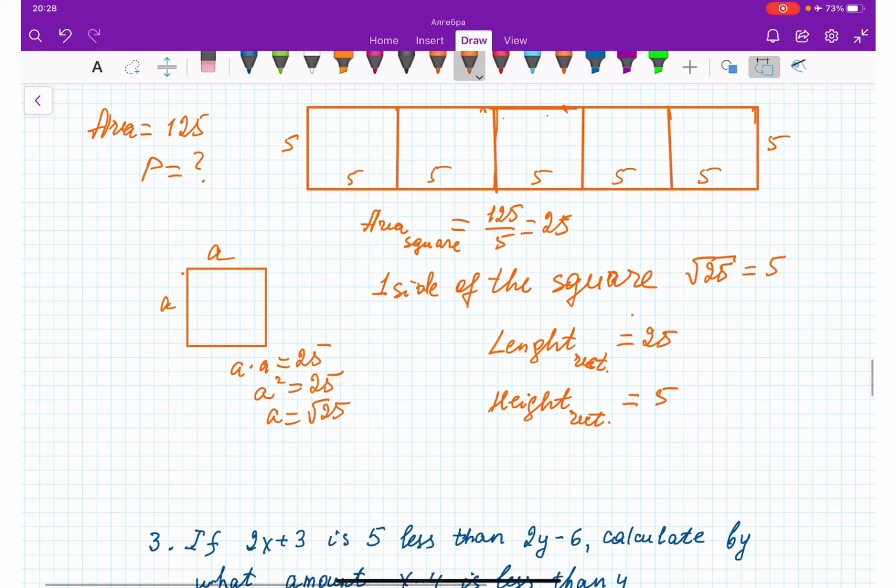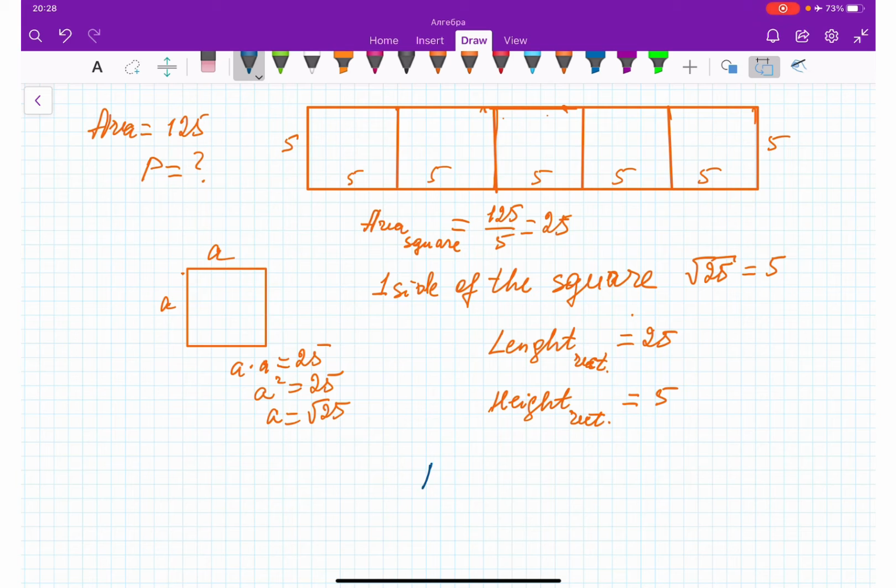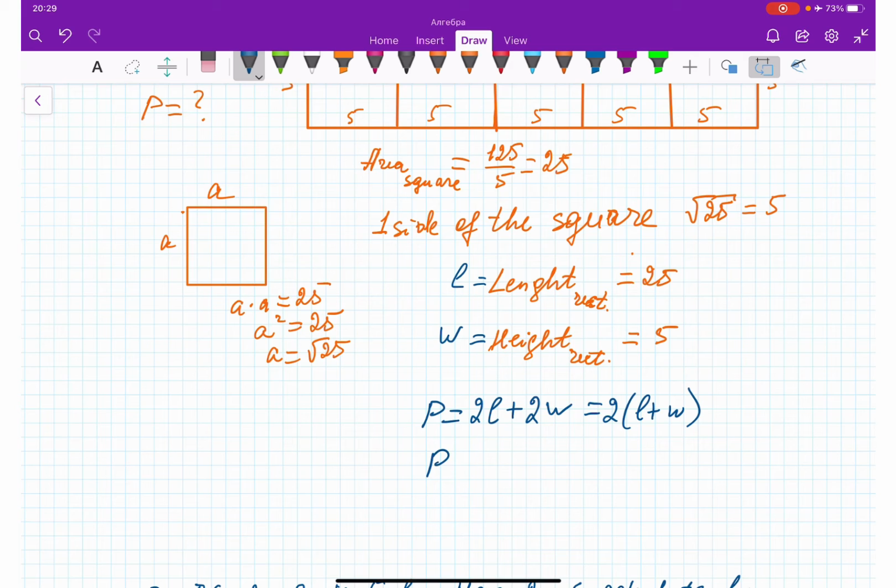So what is the perimeter? The formula for perimeter is twice the length plus twice the width. So length is your L, width is W, or height, doesn't matter. Or you can write twice the length plus W, right? Okay, so from here, perimeter is equal to twice, length is 25, width is 5, and we are getting 60. Okay? Okie dokie, moving to the next one.